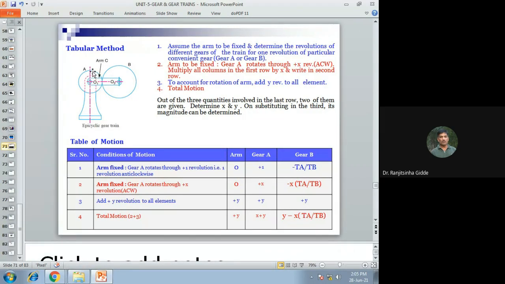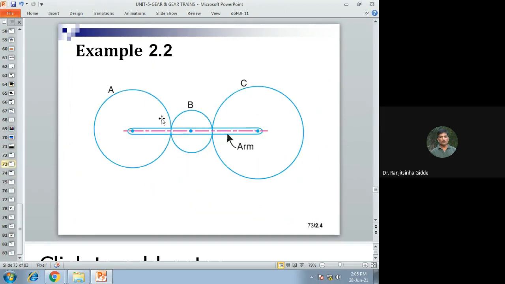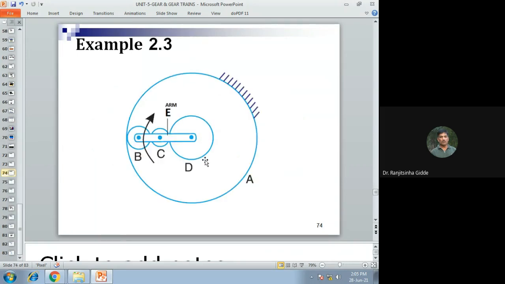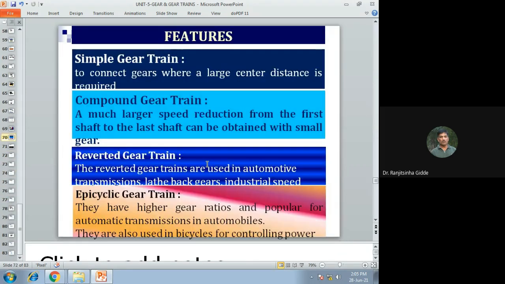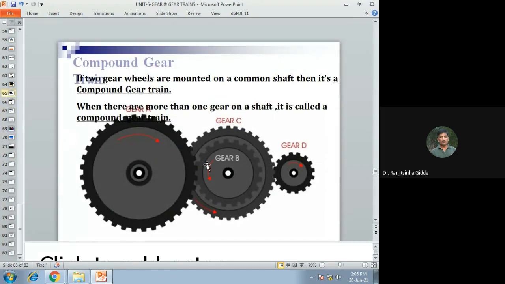So gear A, gear B. First we are rotating A and we need to find out the speed of B. Numericals like this are simple. Just this figure will be given, some conditions are given, and we need to find out the speed of C, speed of B, speed of this R based on the conditions. So such examples are based on this train value.